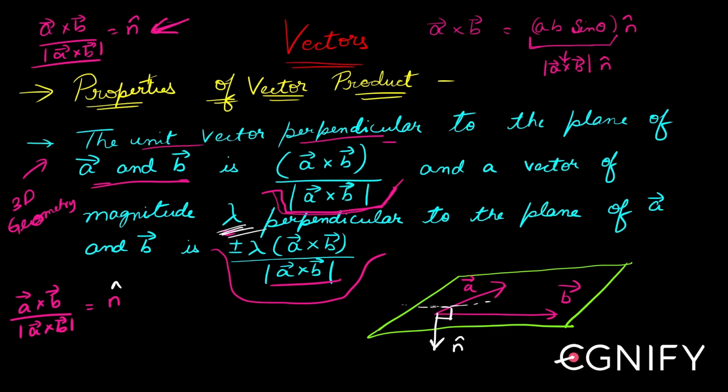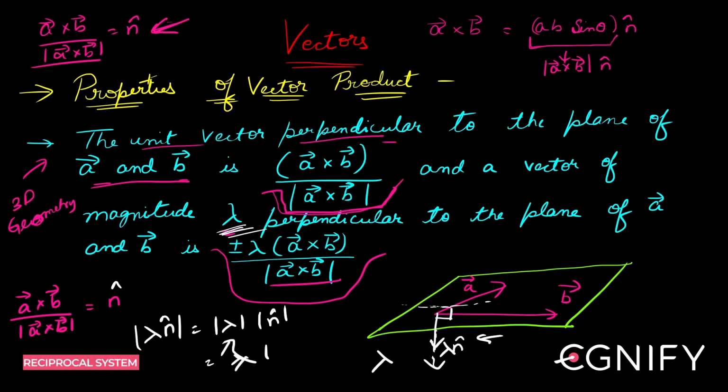Now I need a vector of magnitude lambda which is perpendicular to the plane of A and B. This n cap has a magnitude 1. If I want to make its magnitude lambda, I will just multiply this with lambda, right? Because the magnitude of lambda n is mod lambda into mod n cap, and mod n cap is 1. So I'll have the magnitude lambda.